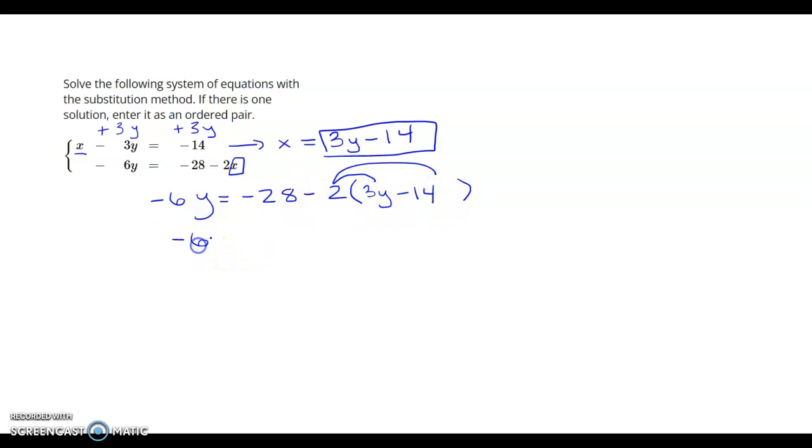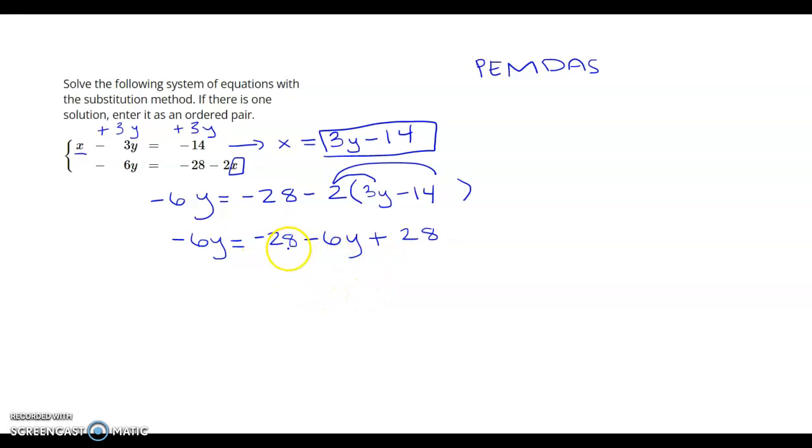So I still have negative 6y equals, now another thing I should have mentioned on this step, make sure you don't combine the negative 28 and 2 because we have to multiply first according to order of operations. Multiply comes before adding or subtracting, and so don't combine the negative 28 and negative 2. First we have to multiply that 2 in. So we get negative 2 times 3y or negative 6y, negative 2 times negative 14, which will become a positive 28.